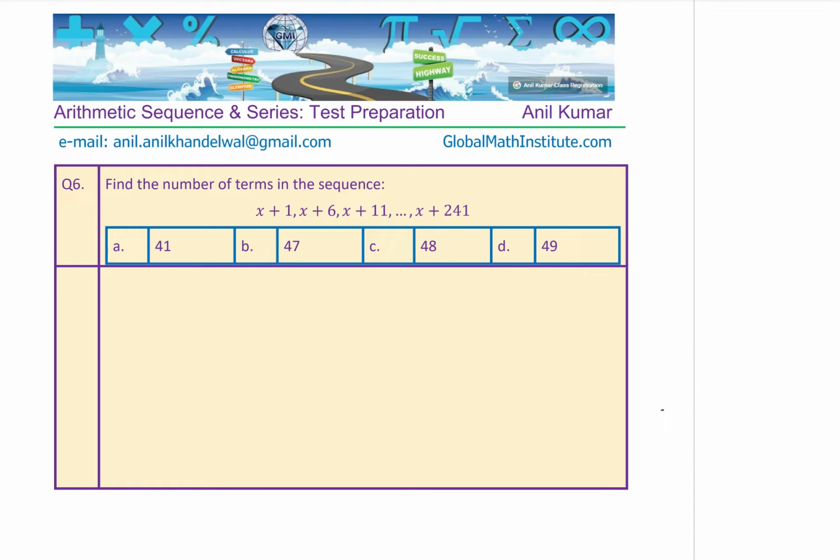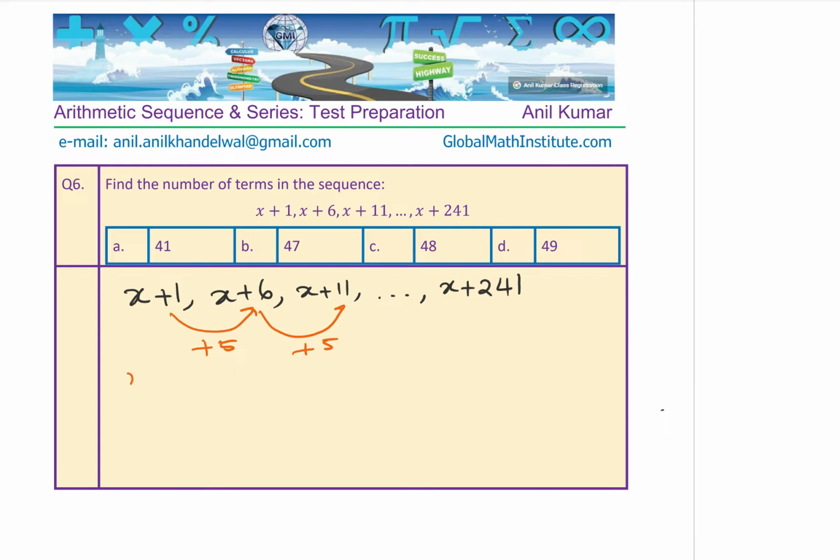So we're given a sequence which is x plus 1, x plus 6, x plus 11, and the last term is x plus 241, right? So let's rewrite this. x plus 1, x plus 6, x plus 11, and so on, and we have x plus 241. Can you pause the video and answer this question? Well, we can look into this that each time we are adding 5, right? 1 plus 5 is 6, and then again we are adding 5, right?